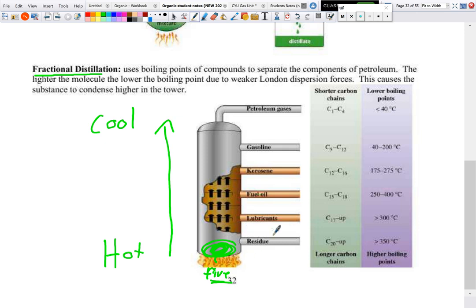So for example, the big carbons down at the bottom have the highest boiling point, and as we start going up with different types of fractions, right, so C17, notice how the boiling points all go down, and of course the hydrocarbon chain also decreases as we go up. So this is fractional distillation because these things right here are called different fractions. It just uses boiling points of compounds to separate the components of petroleum.